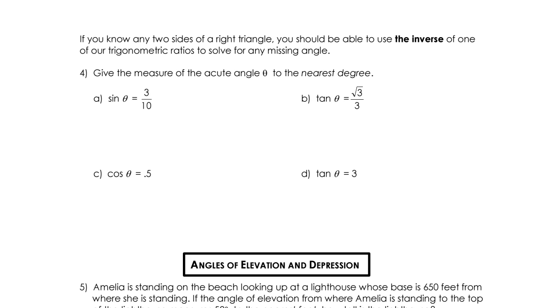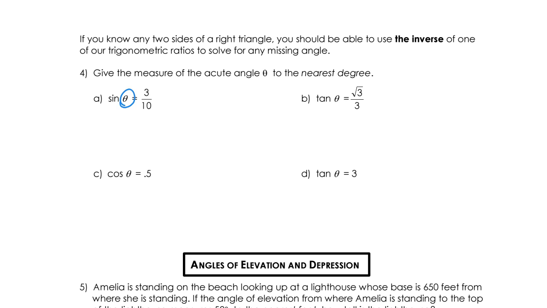Okay, so up at the top it says if you know any two sides of a right triangle, you should be able to use the inverse of one of our trigonometric ratios to solve for any missing angle. All right, give the measure of the acute angle theta to the nearest degree. So not only does trig help us solve for sides, which I'll show you in the bottom question there in number 5, trig also helps us solve for angles. Okay. So in number 4, it says give the measure of the acute angle theta to the nearest degree.